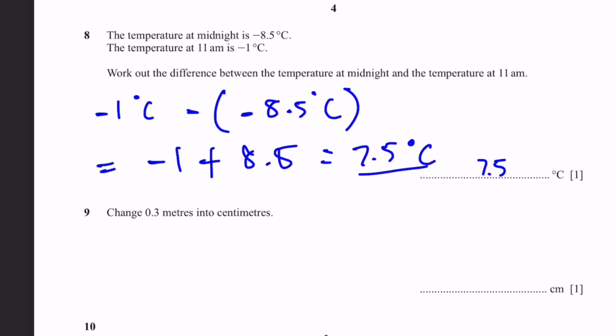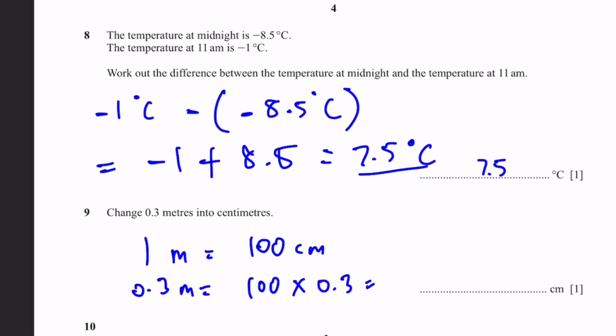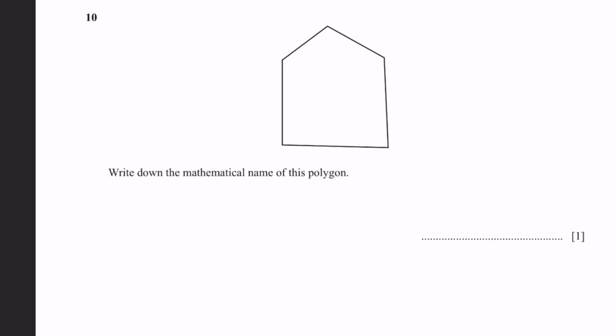9. Change 0.3 meters into centimeters. 1 meter equals 100 centimeters. 0.3 meters equals 100 into 0.3, which is equal to 30 centimeters. And that's the answer. 10. Write down the mathematical name of this polygon. How do you find this out? We need to see how many sides are there. 1, 2, 3, 4, 5. 5 sides in this polygon. And the 5-sided polygon is called a pentagon.